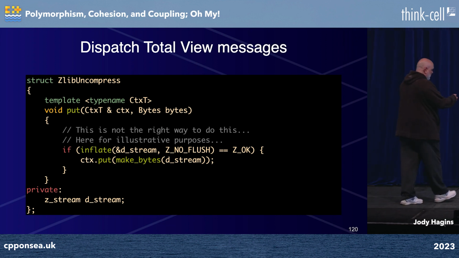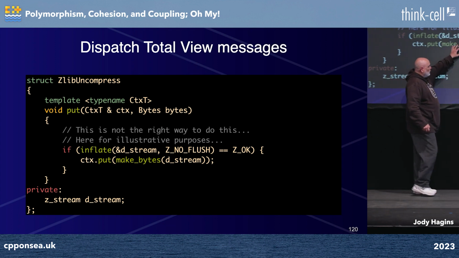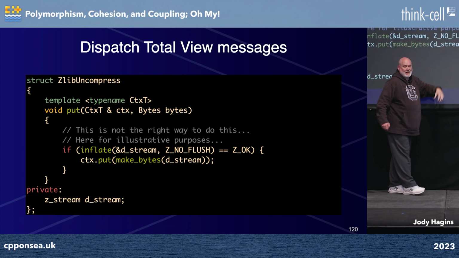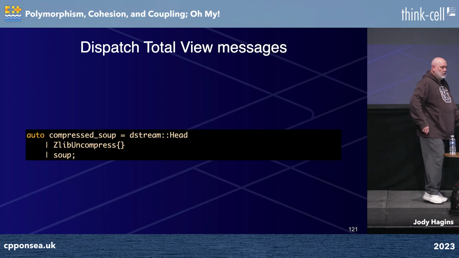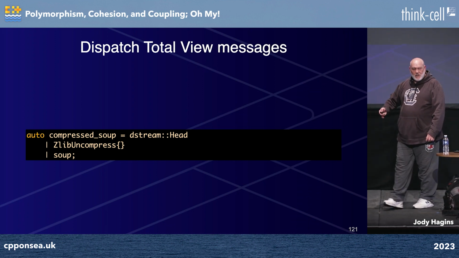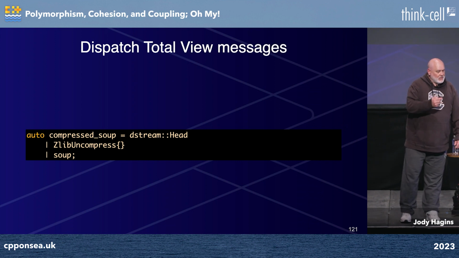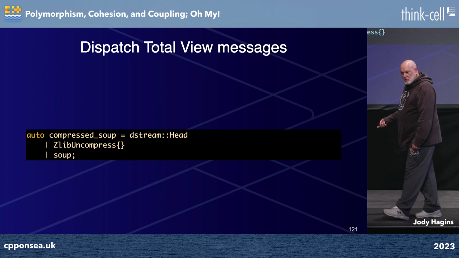So basically in here, we will inflate, we'll uncompress this into this buffer, and then we'll call this make bytes, which given this stream, will go and make a bytes and put it to the next guy, okay? And that's all, right? We added a feature of compression and we didn't change any code. We just added something because we added a feature. That's kind of the goal, right?